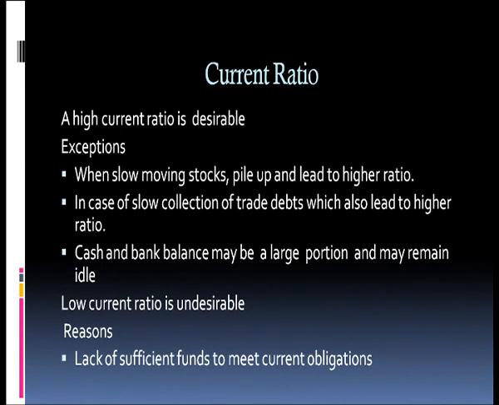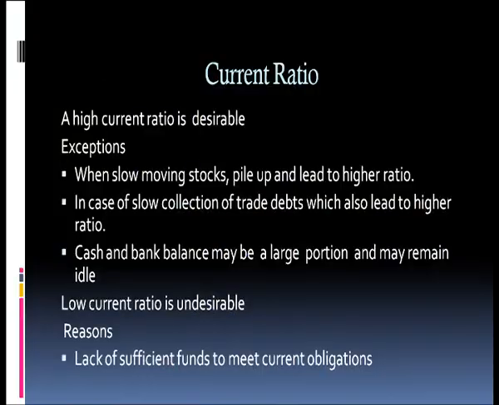Exceptions are when there are slow moving stocks that pile up, and then it is not desired to have a high current ratio because your inventories are lying and are not convertible into cash or sales very fast. So, it is a matter of concern, and then a high current ratio is not desirable.